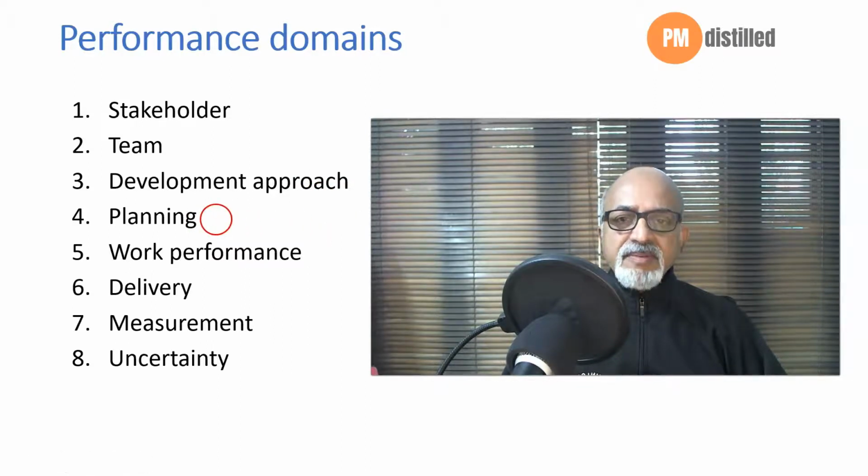Then we have planning. So the project has to be planned. One is the integrated project management plan. Then we need to understand the intricacies involved in integration planning, communications planning, procurement planning, quality planning, risk planning, human resource planning, cost planning, schedule planning. So all those things get into the planning performance domain.